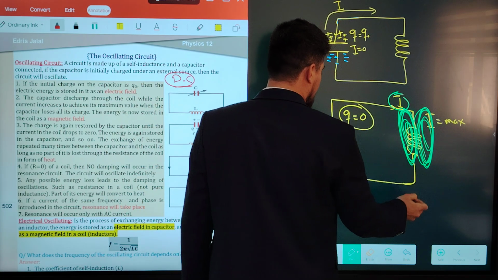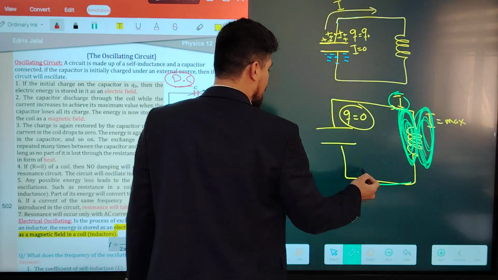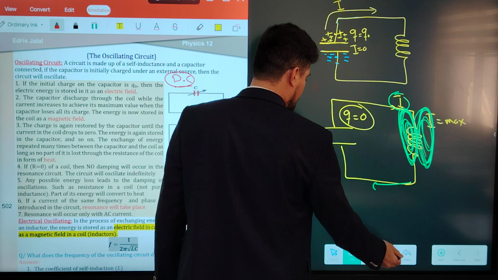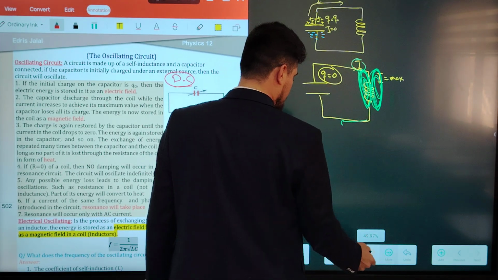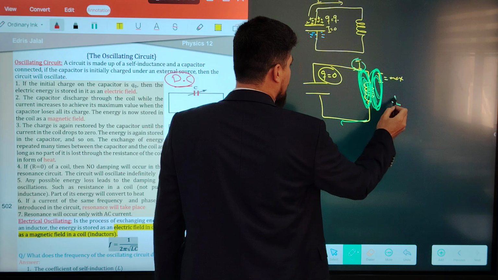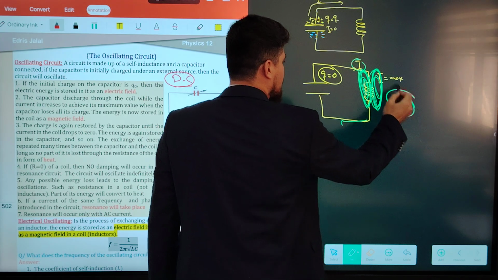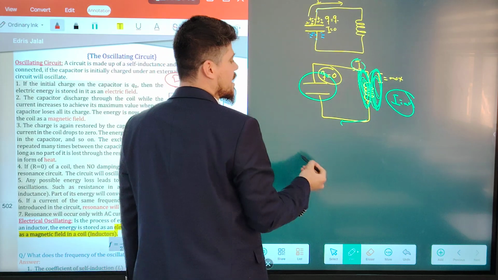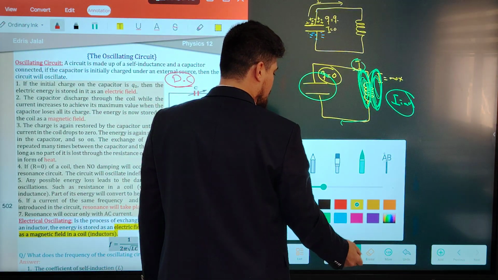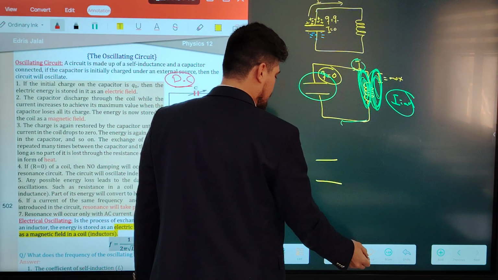So this magnetic field induces the current, and this current passes through the capacitance, and the capacitance again becomes charged. Guys, the current induced in this inductance goes to charging the capacitance. But be careful, the polarity of the capacitance changes.